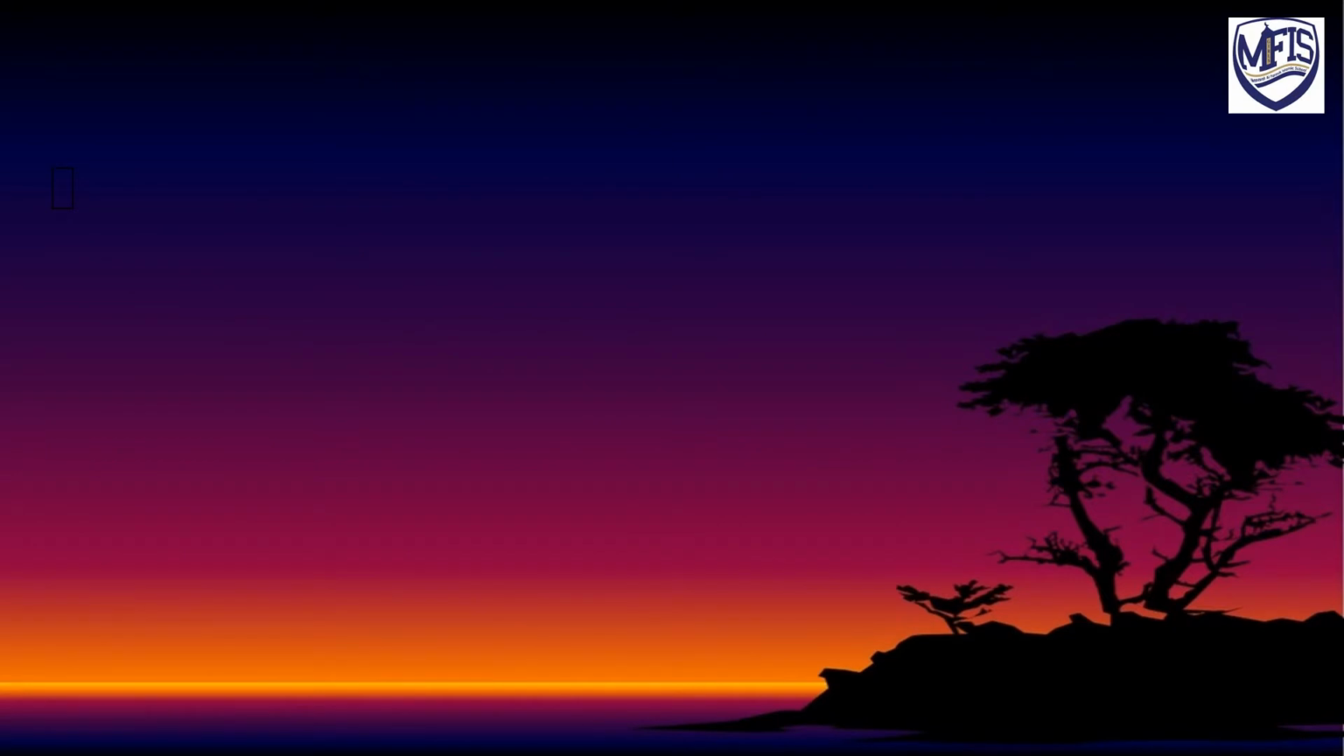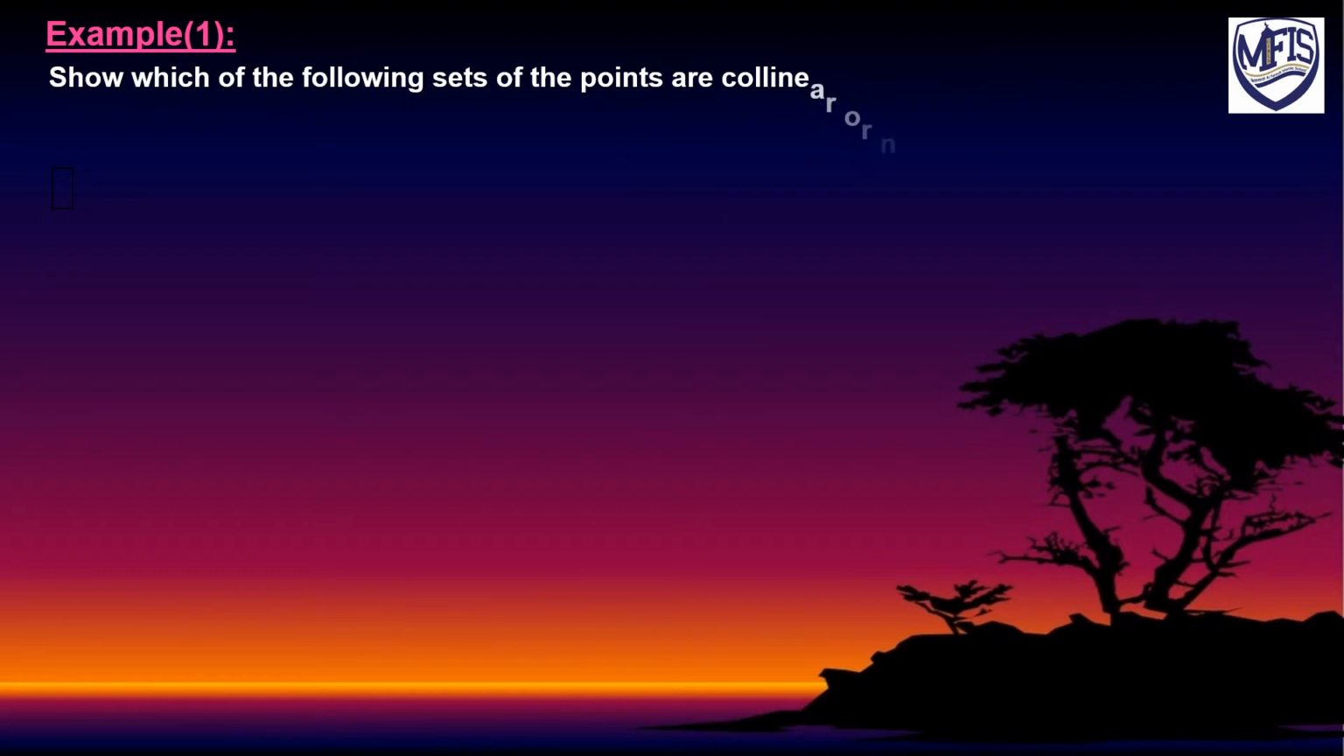Now, I'll use the distance rule to solve some problems. Example number 1. Show which of the following sets of points are collinear or not. The first set: A (6, -3), B (-4, 2), C (10, -5). At the beginning, what is the meaning of collinear? Collinear means A, B, and C are on the same straight line. Again, A, B, and C lie on the same straight line.